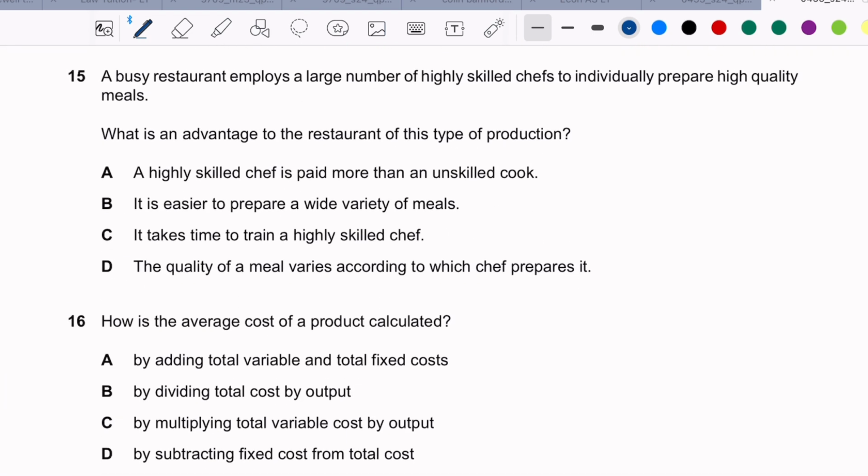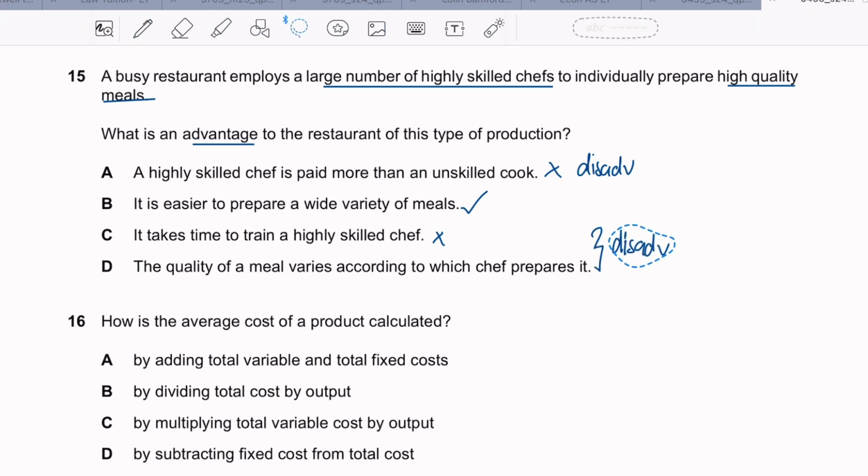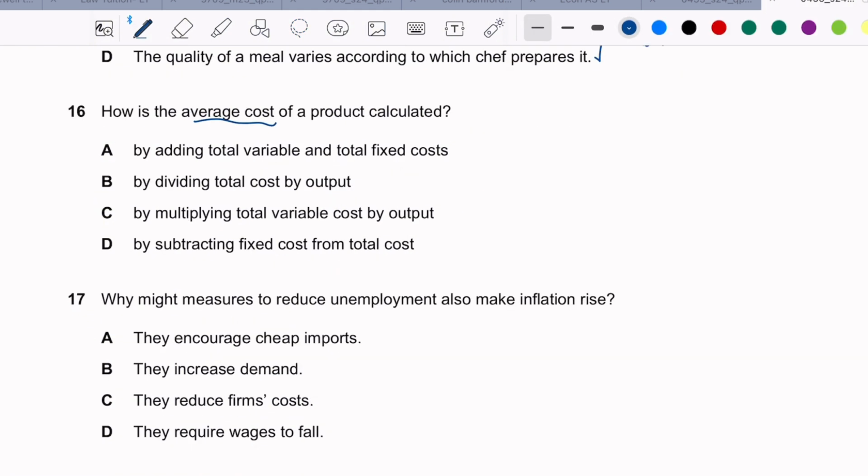15. A busy restaurant employs a large number of highly skilled chefs to individually prepare high-quality meals. What is an advantage to this restaurant of this type of production? A highly skilled chef is paid more than an unskilled cook. No, this is a disadvantage. It is easier to prepare a wide variety of meals. Yes. It takes time to train a highly skilled chef. This is also a disadvantage. The quality of a meal varies according to which chef prepares it. Also a disadvantage.